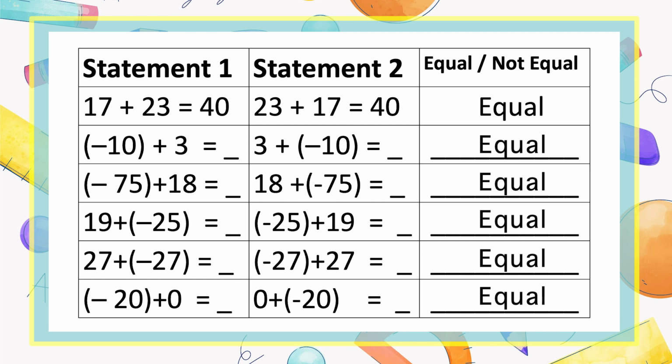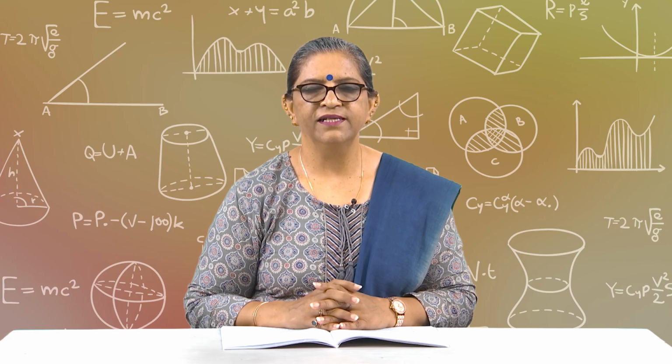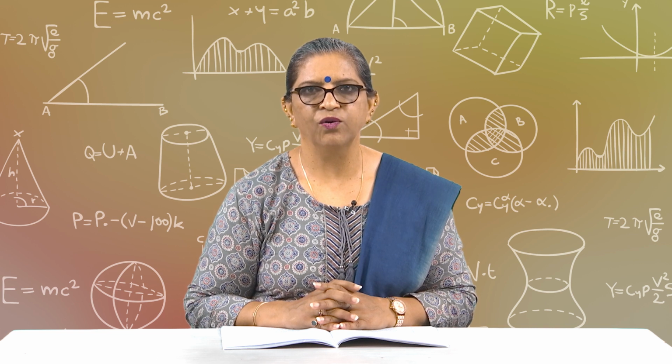So, you observe that in each case both the statements are equal. Here we say that addition is commutative for integers. That is, in general, for any two integers a and b, a plus b is equal to b plus a. So, we see that just like the whole numbers, addition is commutative for integers also. Does this mean that subtraction is also commutative for integers?